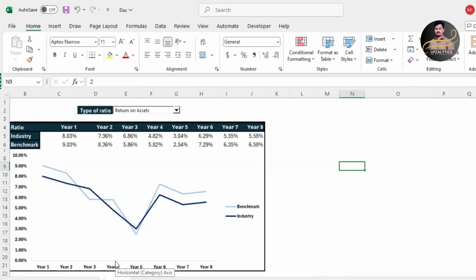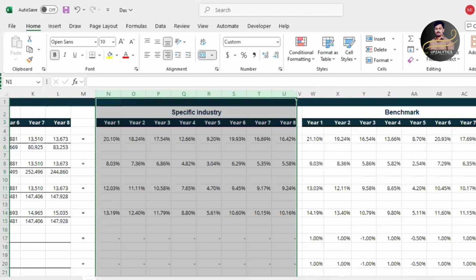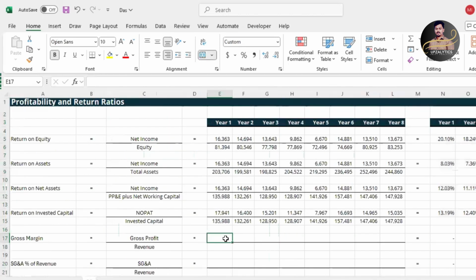We know that instead of seeing the numerical value, if we see the visualization, anyone can get the proper idea of how our company's performance is. So let's move forward. Let's calculate our first ratio for today.